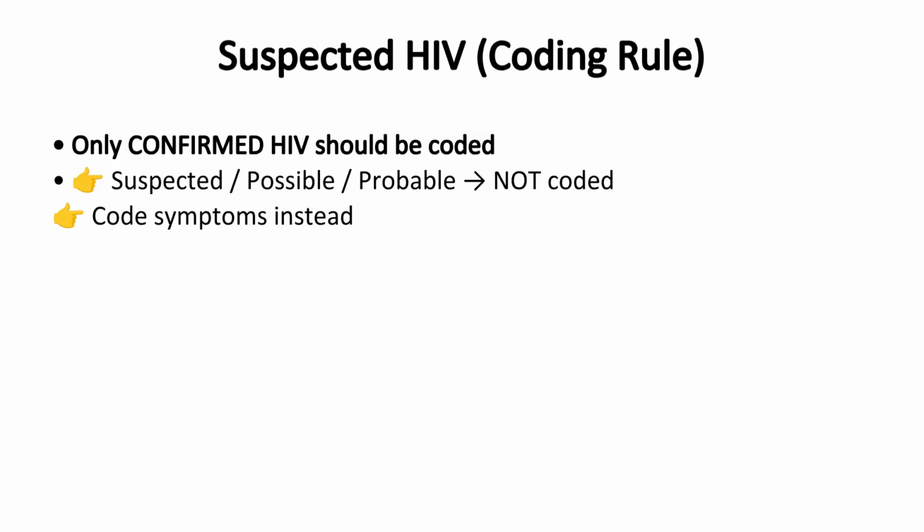Let's understand a very important rule in HIV coding. Only confirmed cases of HIV should be coded in any department, whether it is inpatient or outpatient. If the documentation says suspected, possible, probable, or rule out HIV, we should not assign HIV codes. Instead, we code the patient's signs and symptoms. So remember, no confirmation means no HIV code.